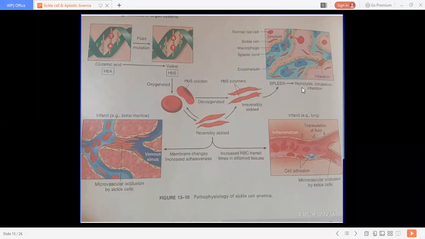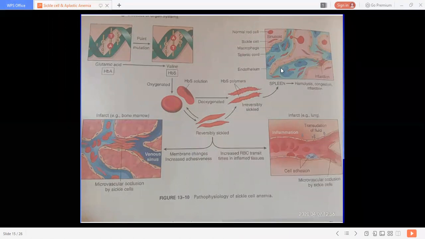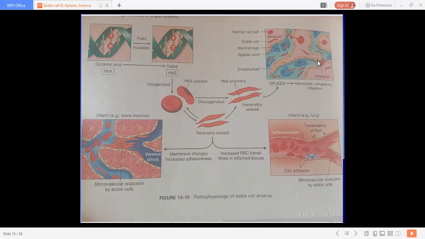the RE system in the spleen, which gives rise to hemolysis, congestion, and infarction in the spleen. You can see here these cells get blocked in the passage of the RE cells. Here you can see in the splenic cord, these are the sickle shaped cells. This is the endothelium of the spleen. Now here you can see infarct in the bone marrow.